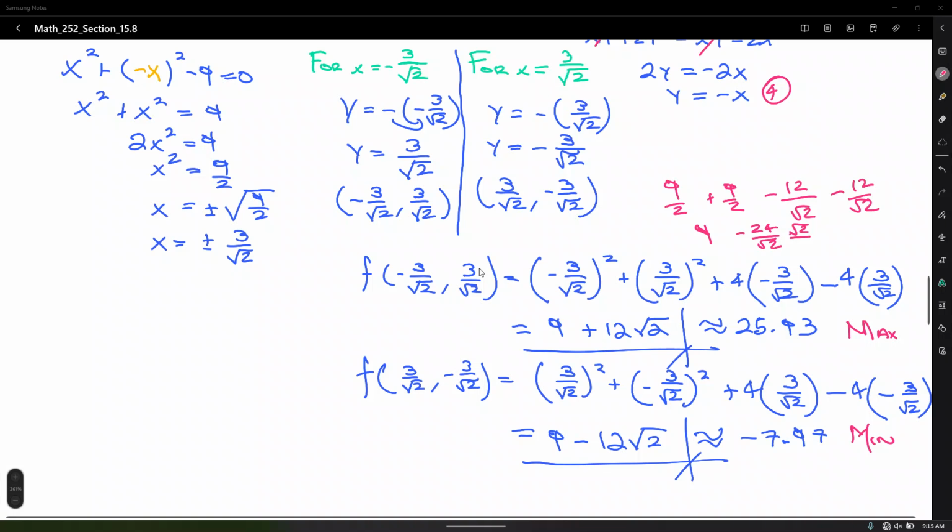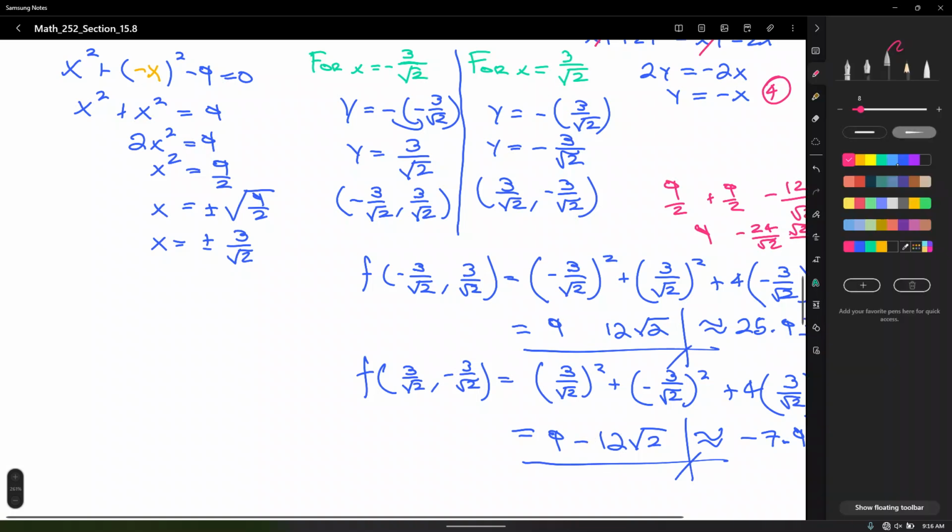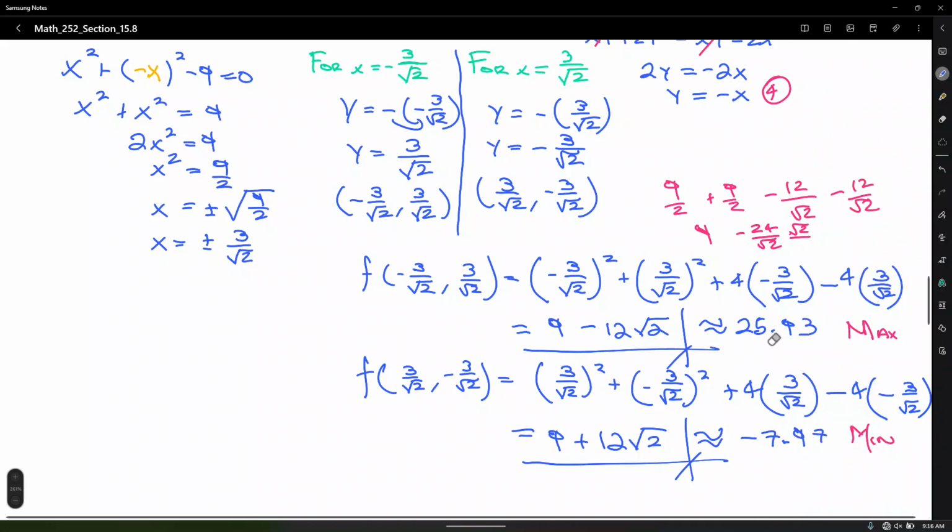Okay, so it looks like at the end of the first part of this problem, I made a silly mistake on signs. It turns out that the results are reversed. So actually, this is the minus, and this is the plus. So that means this is negative 7.97, and this is positive 25.93, which makes that the min and makes this the max. All right.